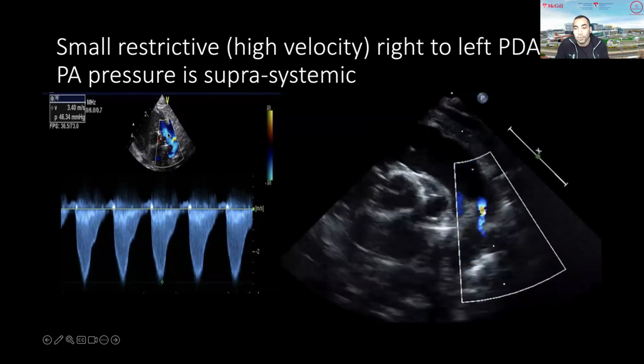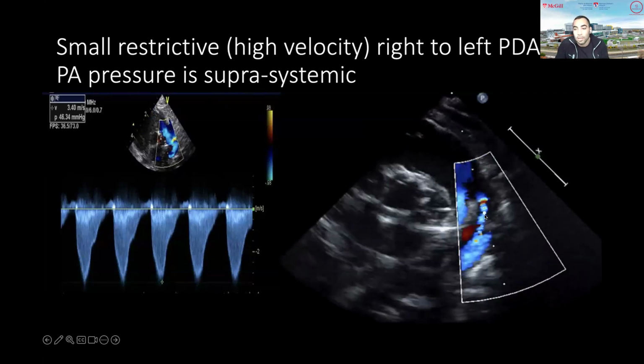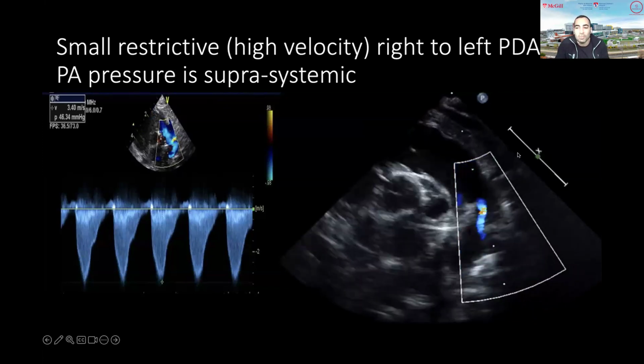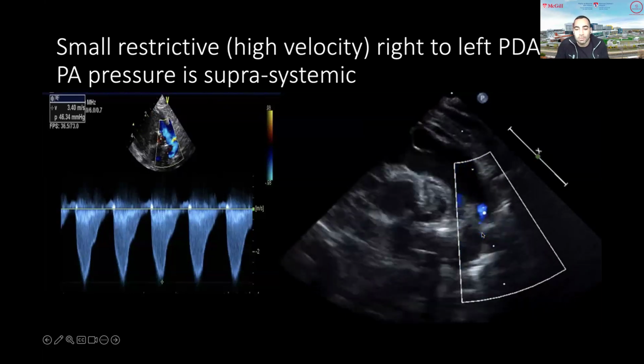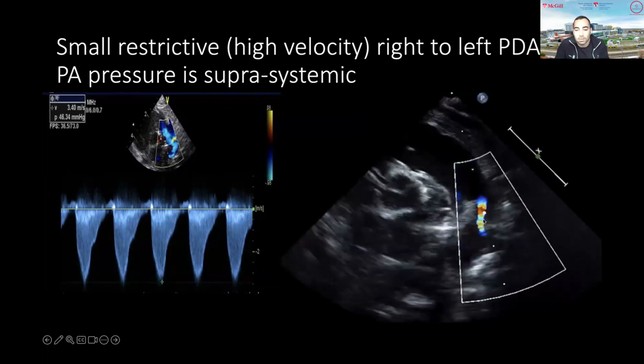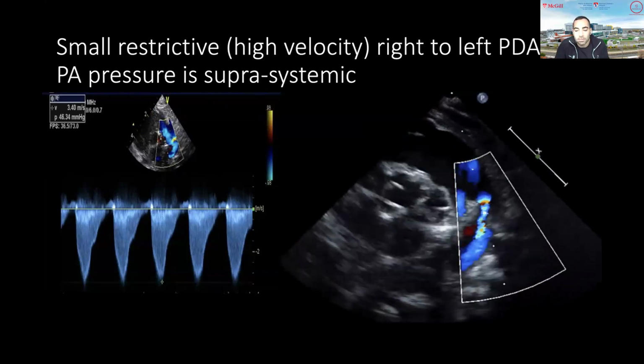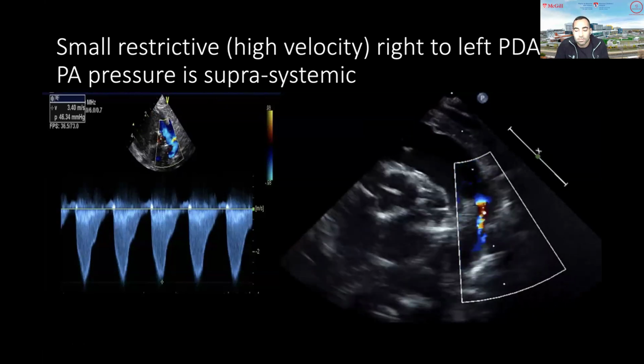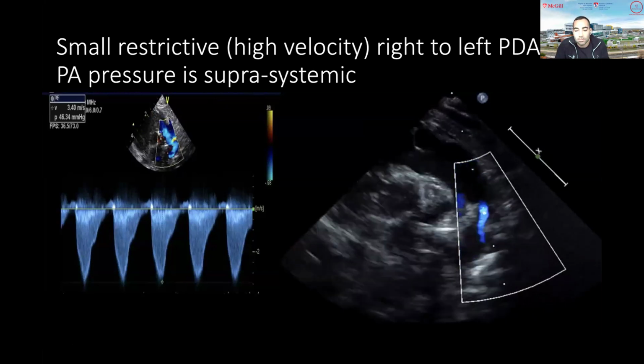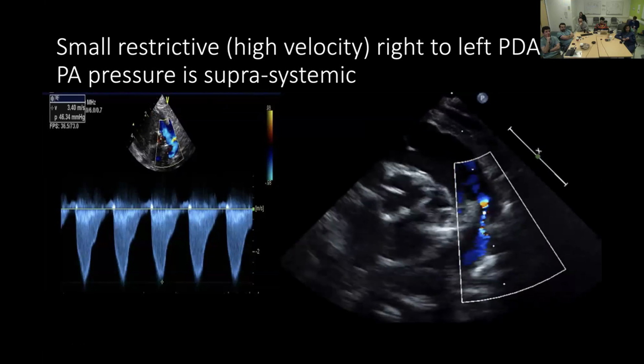Now, you could see this pattern, for example, in a patient. So if I ask you which patient population you could see this pattern of right to left shunt with a restrictive duct, what could be potential etiologies for that? You guys understand the question?